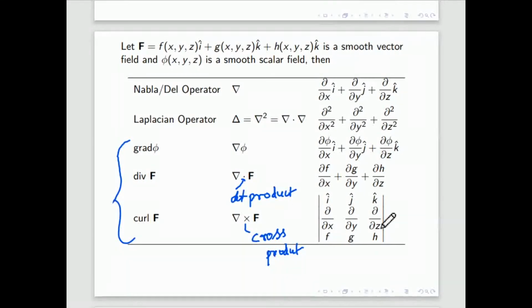So now we'll do some examples, we'll calculate gradient, divergence and curl. This divergence is defined only for vectors because the dot product we can do only for vectors. Similarly, curl is also defined for vectors, but gradient is defined for scalars.